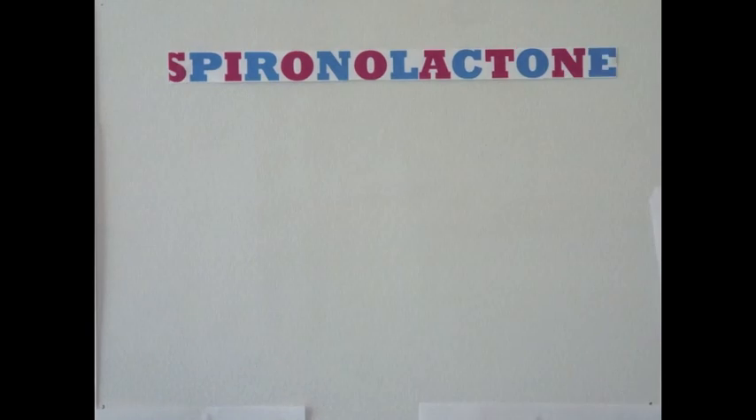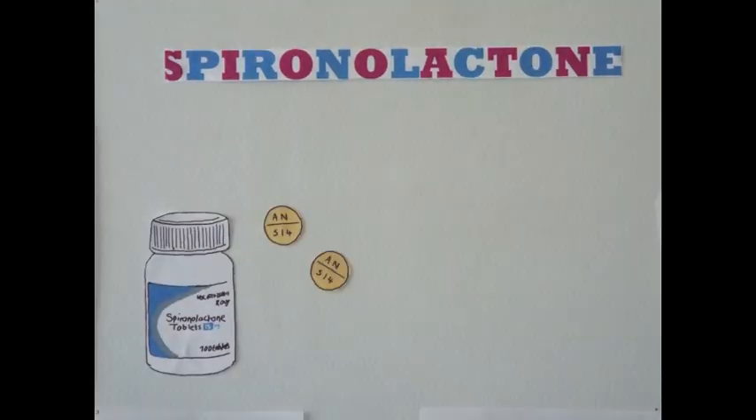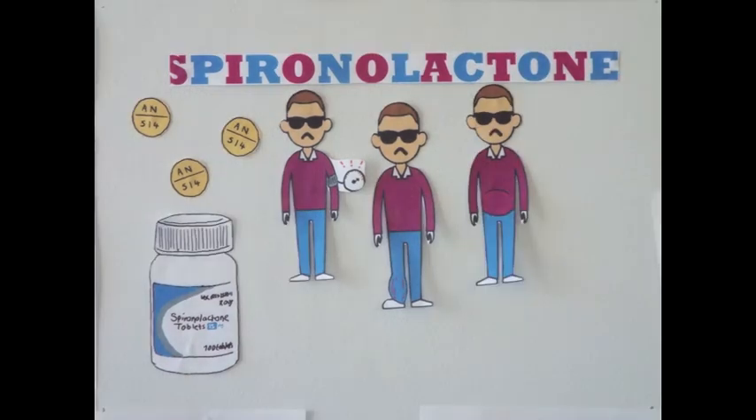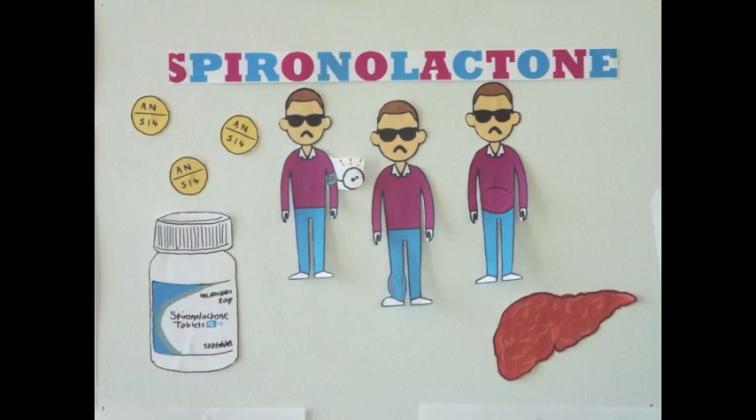Hello. In this video, I would like to explain to you about the uses and development of the drug spironolactone. Spironolactone is a potassium-sparing diuretic used to treat patients with hypertension, edema, and ascites from liver cirrhosis. The drug's target is the mineralocorticoid receptors and acts as a competitive antagonist, preventing the binding of aldosterone.